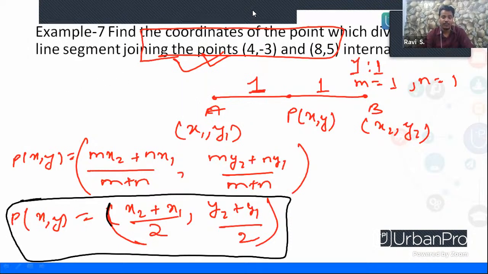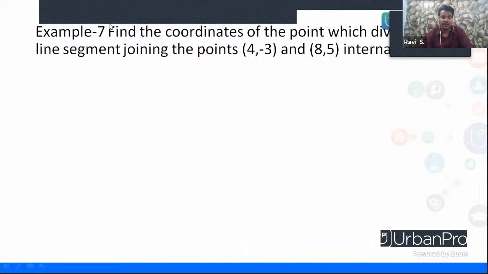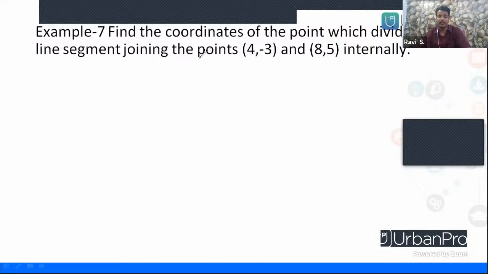So let's look at the questions here. What is given here? Find the coordinates of the point which divides the line segment joining the points (4, -3) and (8, 5) internally. But I think I haven't written the ratio here. Just wait a minute, I think I made a mistake. Yeah, the ratio is 3:1 here. Suppose this is the ratio.